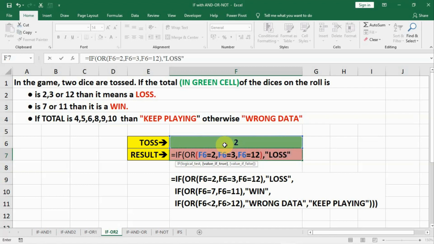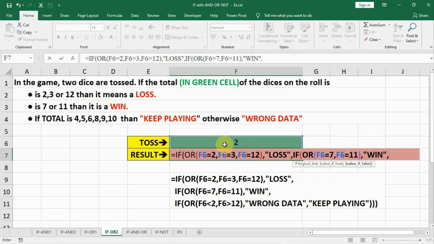But if this is not the case, we put another comma, and the case will be that it is maybe 7 or 11 for the win. So let us write another if. Within if we'll write or, and check if this thing is equal to 7, or if this thing is equal to 11. If either comes up, that means the total is 7 or 11, like 4 and 3, 5 and 2 for 7, or 6 and 5 for 11. If this is the total of the dice, it means a win. We'll type down win here.